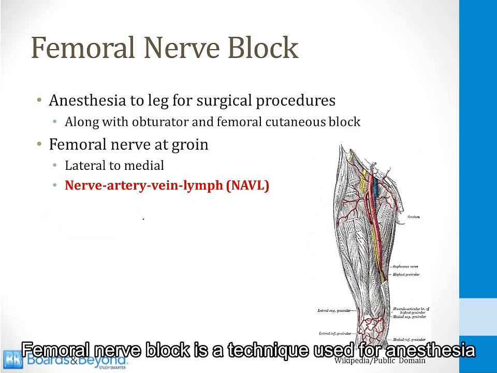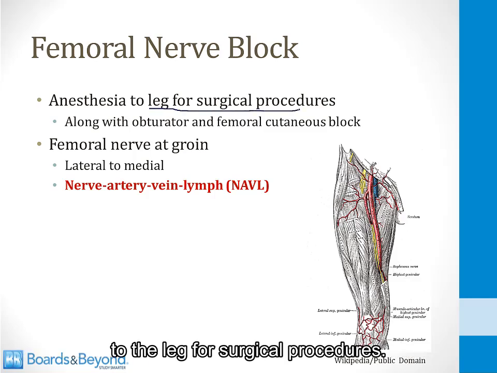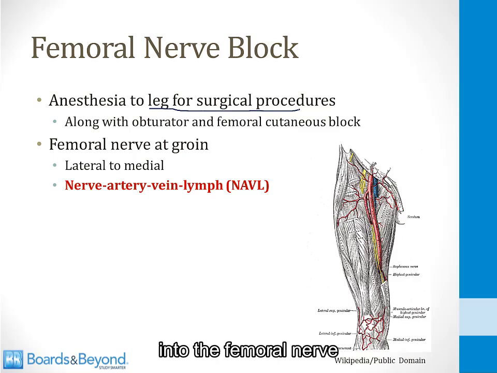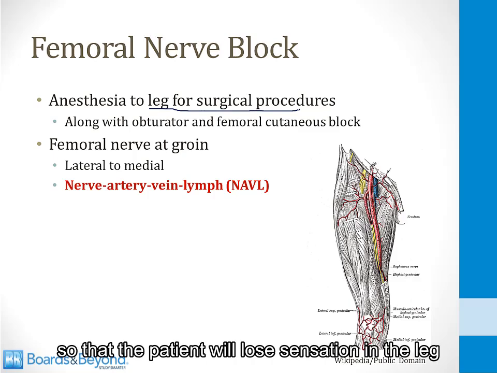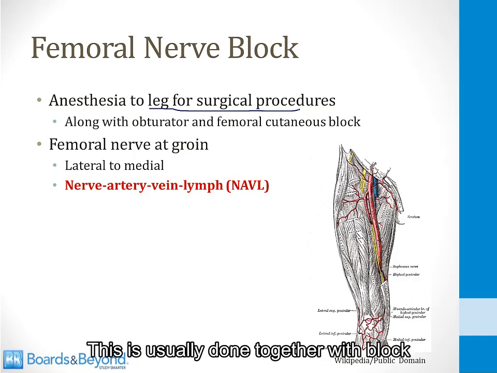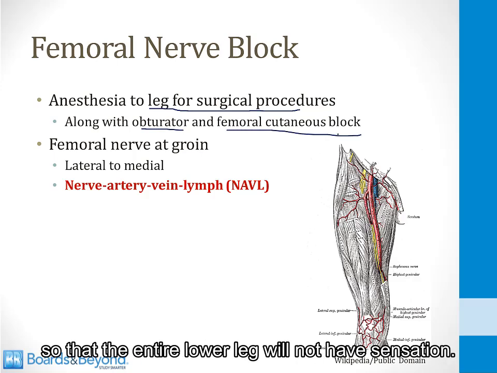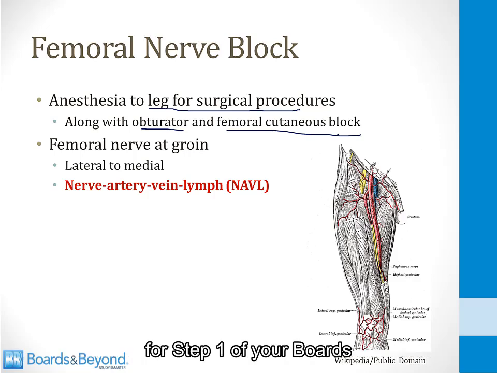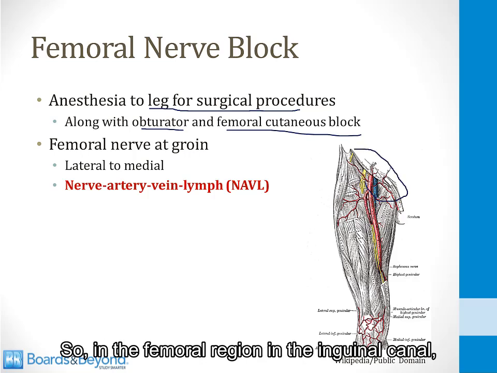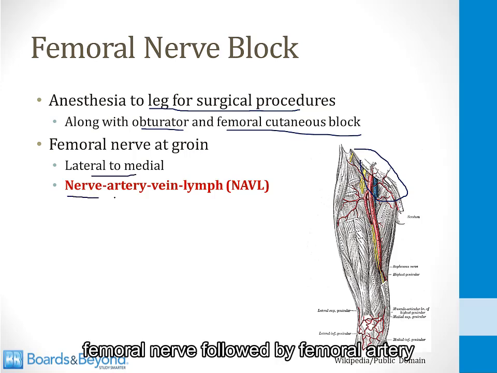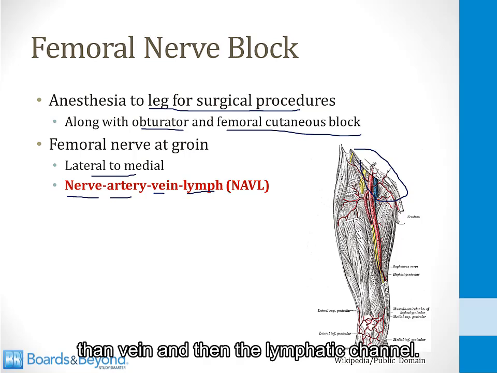Femoral nerve block is a technique used for anesthesia to the leg for surgical procedures. Basically, you inject a local anesthetic into the femoral nerve so that the patient will lose sensation in the leg for a surgical procedure. This is usually done together with block of the obturator and femoral cutaneous branches so that the entire lower leg will not have sensation. What you want to know about this for step 1 of your boards is the anatomy in the inguinal canal. So in the femoral region in the inguinal canal, the structures go from lateral to medial: femoral nerve, followed by femoral artery, then vein, and then the lymphatic channel.